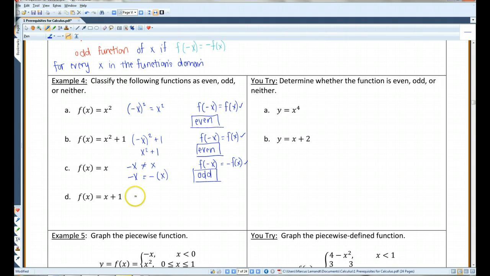Let's try this one. If I plug in a negative x, I'm going to get negative x plus 1. If I multiply a negative by the whole thing, I've got to distribute this negative. So I've got negative x plus 1 equals negative x minus 1. These are not equal, so it's not odd. Let's try for even. If I plug in negative x, this is not the same as this. So this one is neither.